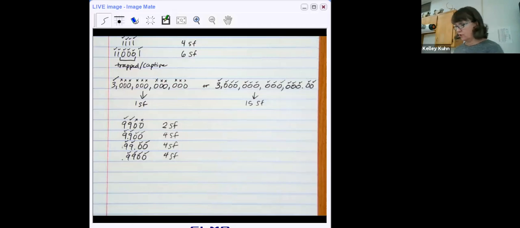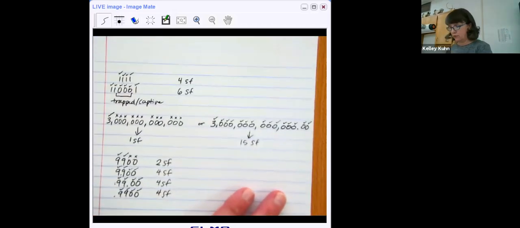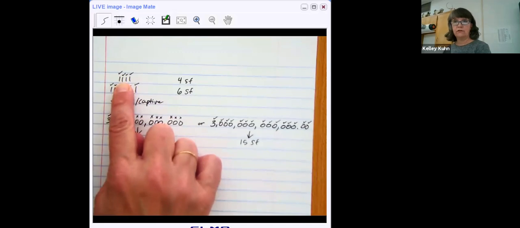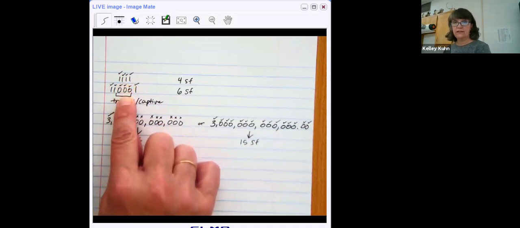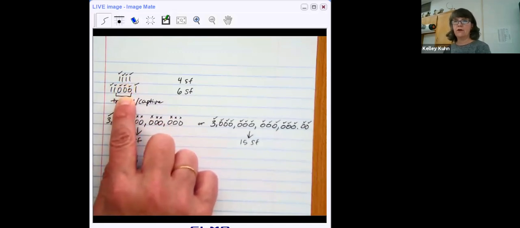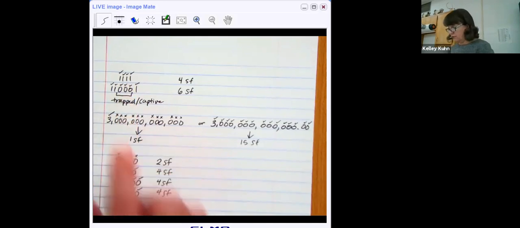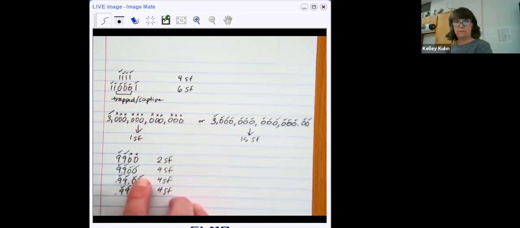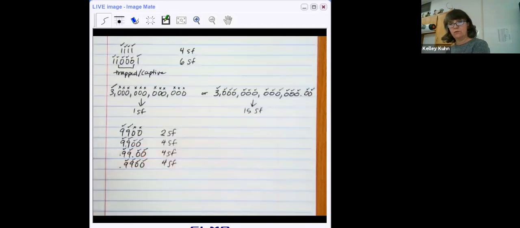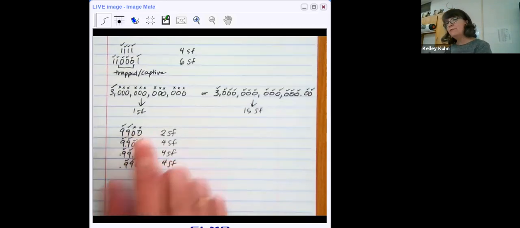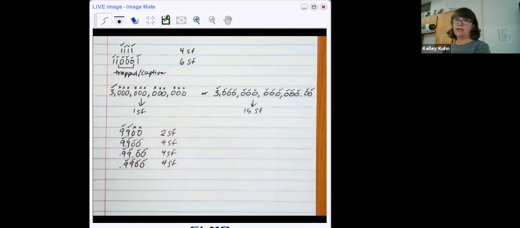So, just a quick recap. First rule, if it's not zero, it's significant. Second rule, if the zero has numbers to the left and to the right that aren't zero, they're considered trapped or captive, they're significant. And then the third rule that we've looked at so far, the zeros to the right can be significant, but only if there's a decimal in the number. If there's not a decimal, the ones to the right are not counted as significant.